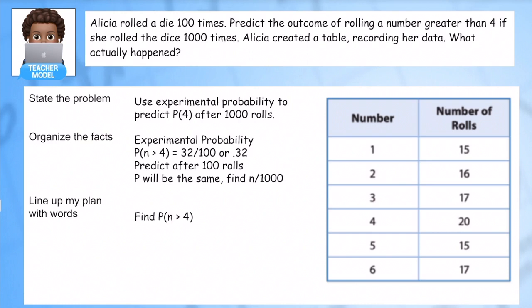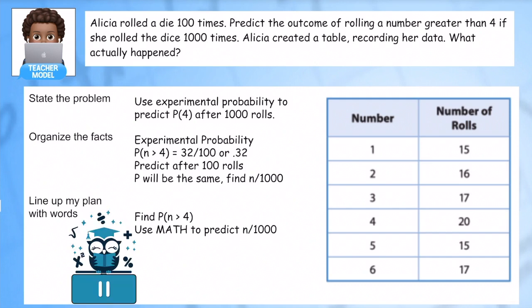My plan is really short. We're going to find that probability, and then we're going to use math to predict out of 1,000. Hit pause and jot this down into your notes.